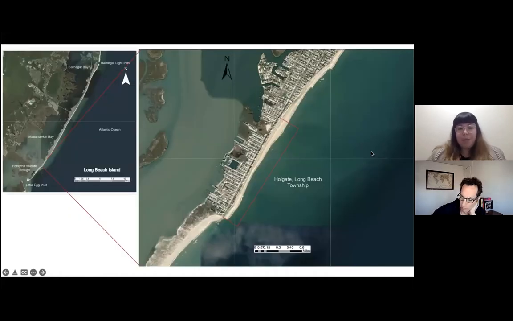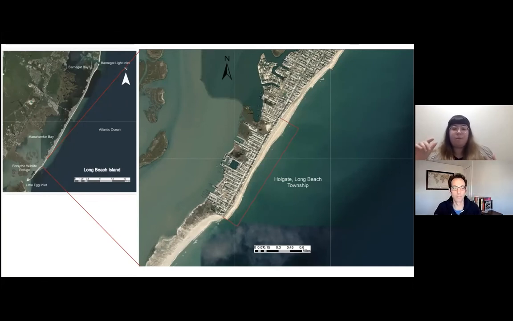And so to zoom in a little further, because obviously I did not study the entire 18-mile island, we're zooming in on Holgate in particular, which is part of Long Beach Township. It is a 1 mile stretch of beach on the southernmost portion of the island. It is the last bit of developed area right before the wildlife refuge starts. And so how did I settle on Holgate? Why did I pick this area?